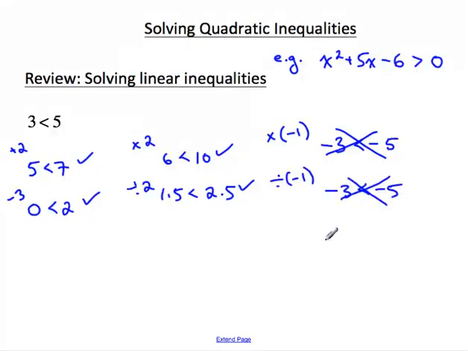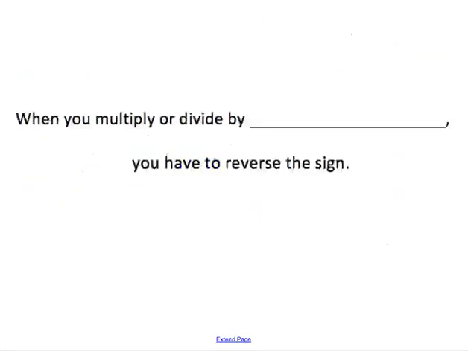Also wrong. Notice though, if I flip the sign here, so if I multiplied by -1, I got -3 and -5, but then flip that sign in the middle so that it pointed like that, now it would say -3 is larger than -5, and that's now a true statement. So the rule we need to remember when dealing with inequalities is when you multiply or divide by a negative number, you have to reverse or flip the sign around in order to maintain the truth of the statement.